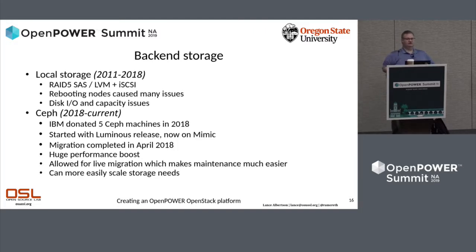So the backend storage was one of the challenges we ran into early on. When we first started, we just put it in local storage. We had the system set up with a RAID 5 with spinning disk SAS disks using LVM and iSCSI as a way of connecting. But the problem we ran into is if we needed to do any maintenance on the hypervisors, rebooting the node would cause many issues.